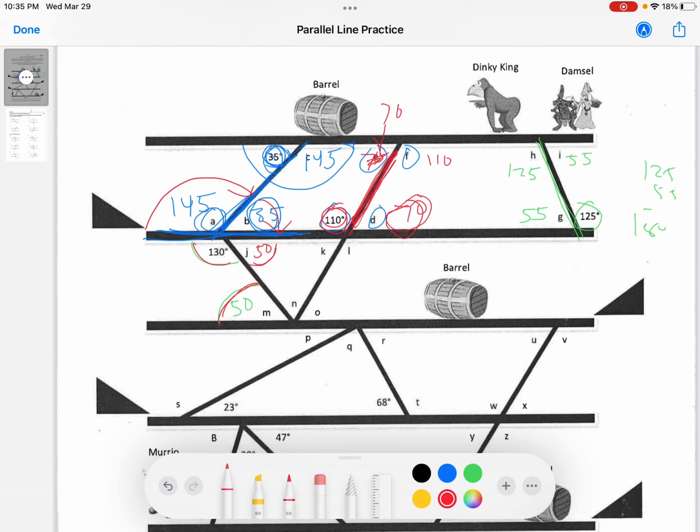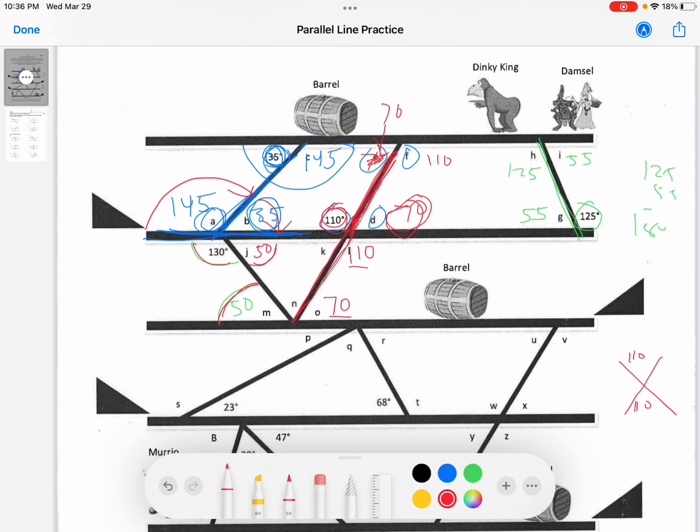Now, the one that might have been more confusing for you was extending this red line here. This is 110, this also has to be 110. Why? Because these form an X. So 110 here means 110 there. Now, if this is 110, this has to be 70 because these are same side interior angles, and same side interior angles add up to 180.